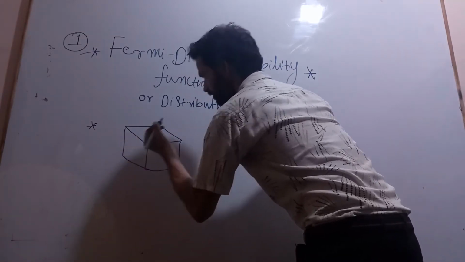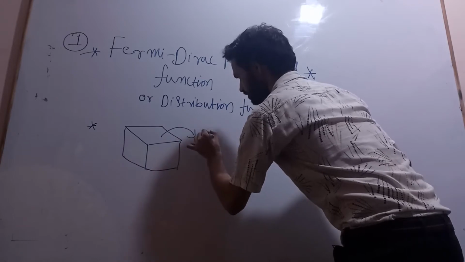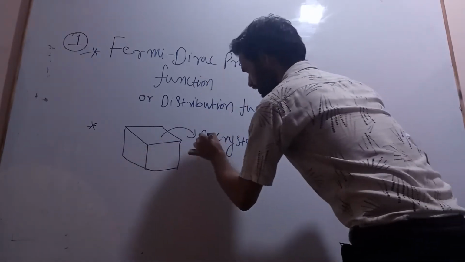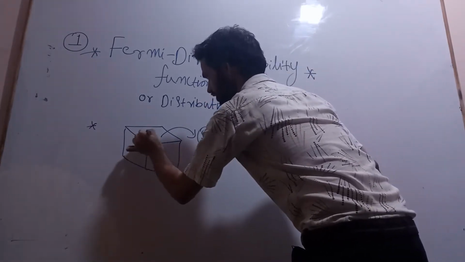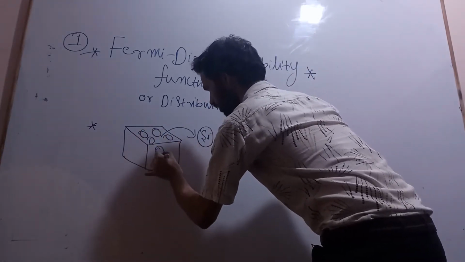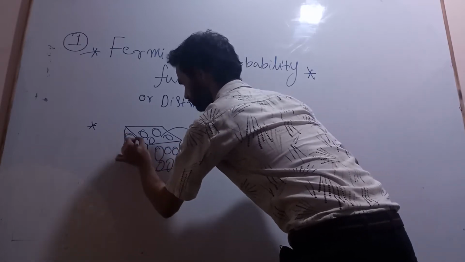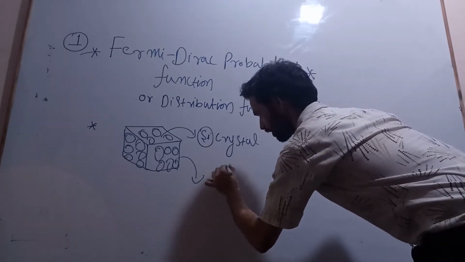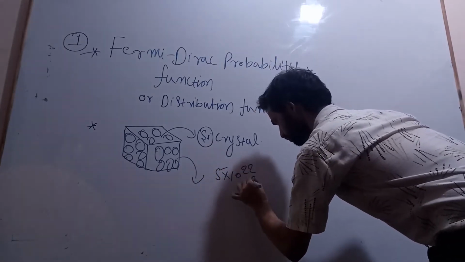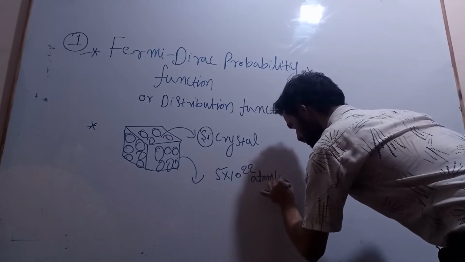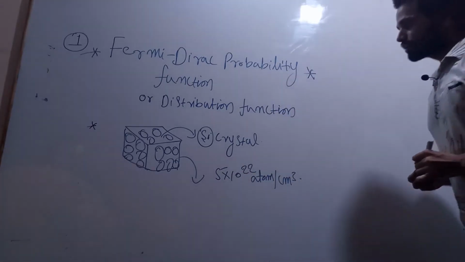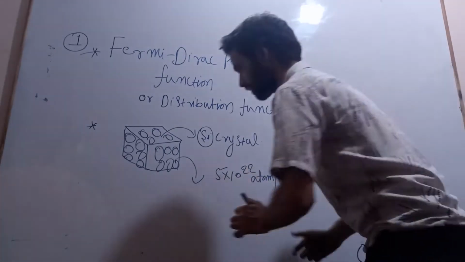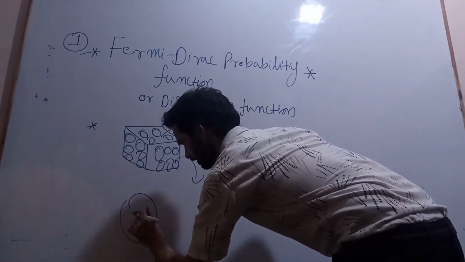Let us say this is my silicon crystal. Inside the silicon crystal, there are so many atoms. How many atoms are there in a silicon crystal? 5 into 10 to the power 22 atoms per cubic centimeter. Yes, 5 into 10 to the power 22 atoms per cubic centimeter.